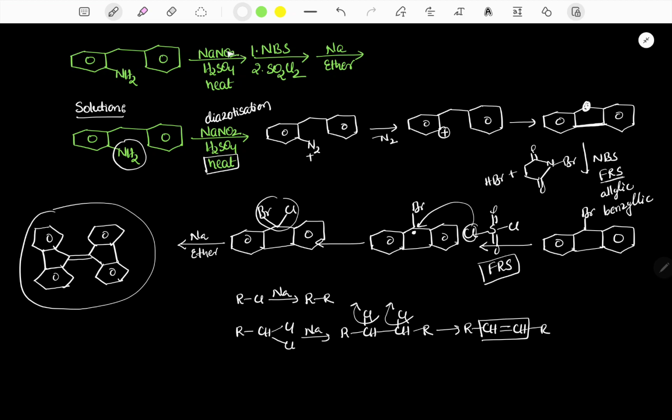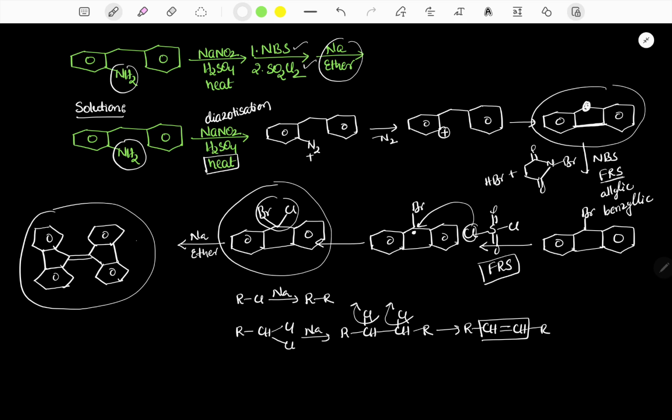The first reaction is diazotization followed by electrophilic aromatic substitution. So it is our first compound. The second reaction is free radical substitution, and it is our second compound. And with sodium, a Wurtz type reaction, it is our final compound.